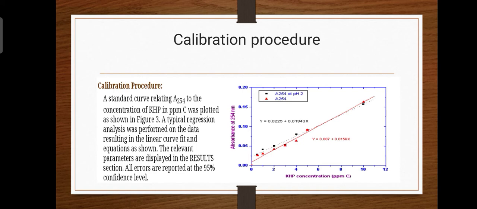For the calibration procedure, a standard curve relating A254 to the concentration of KHP in ppm, or parts per million C, was plotted as shown in this figure. A typical regression analysis was performed on the data, resulting in the linear curve fit and equations as shown. The relevant parameters are displayed in the results section, and all errors are reported at the 95% confidence level.